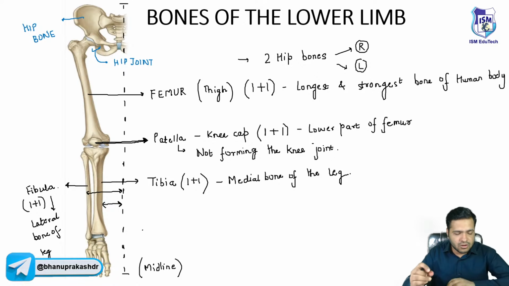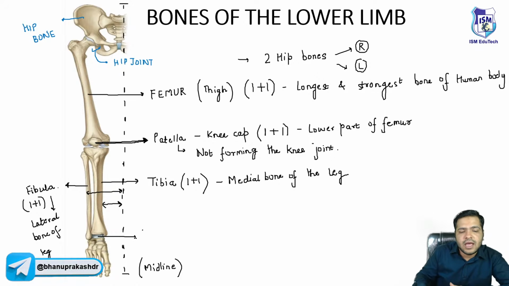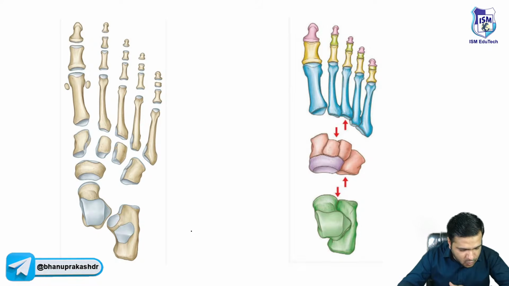Now beta, coming on to, over here we have the ankle joint. I'm not specifically marking it because I will be dealing with the joints in the next slide. Now you are already aware that we have bones in the foot.